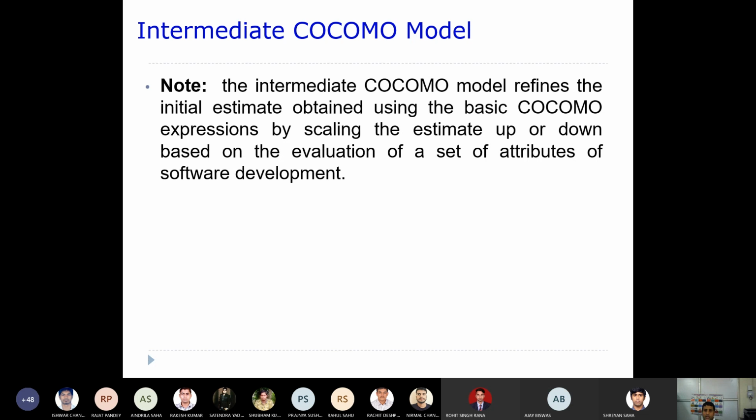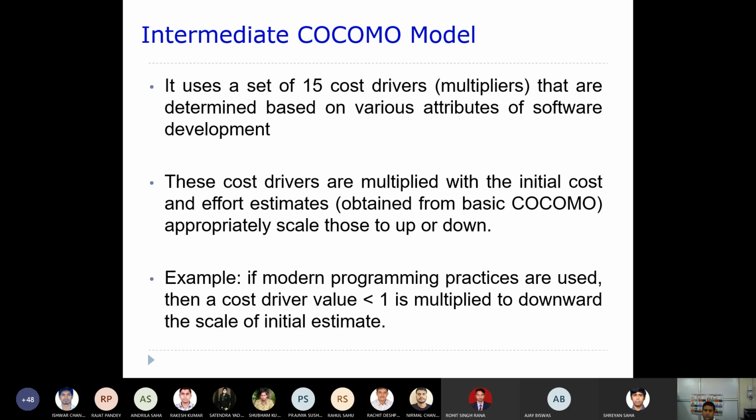Now, intermediate COCOMO uses a set of 15 cost drivers. These are the multipliers. As I told you, these cost drivers are based on the various attributes of the software development environment. So there are certain drivers, and they will be multiplied. These cost drivers are multiplied with the initial cost and effort estimates obtained from basic COCOMO, appropriately to scale them up or down.